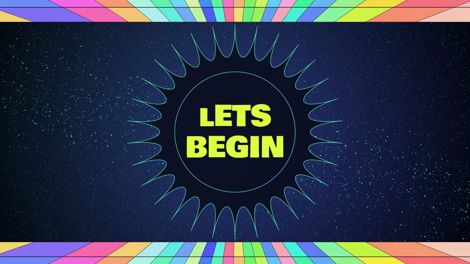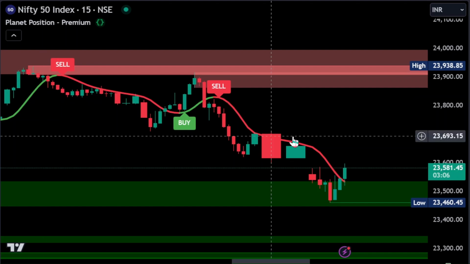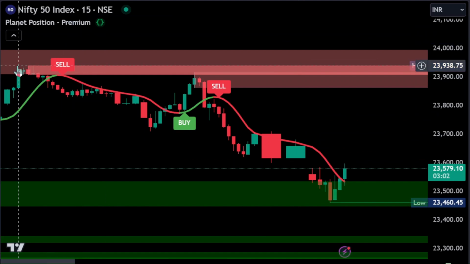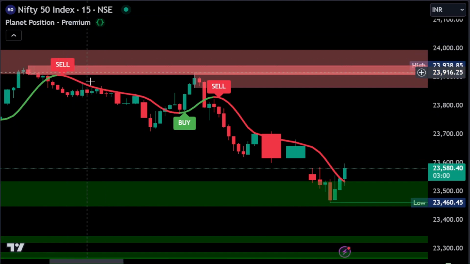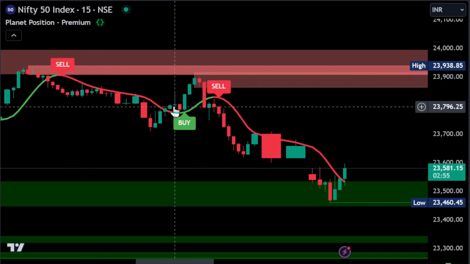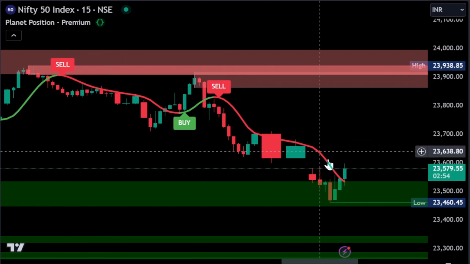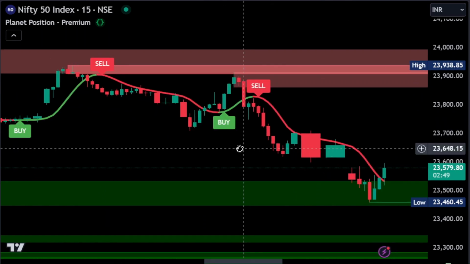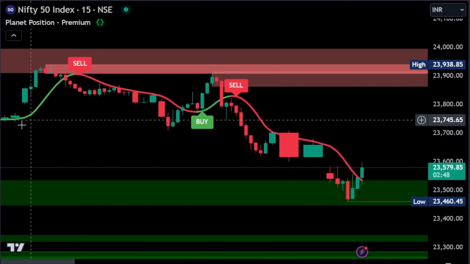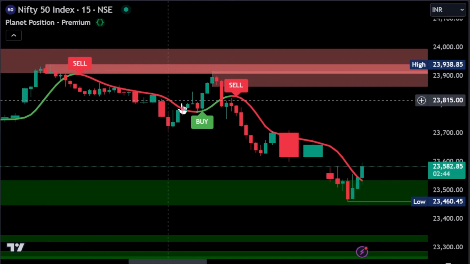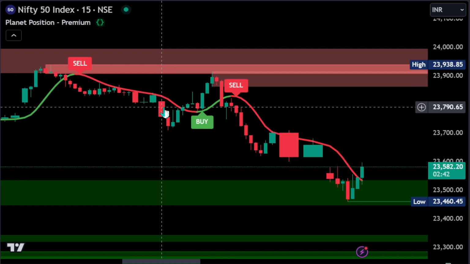Let's begin. The Planet Position Premium Indicator has several features that make it a valuable addition to your trading toolkit. Let's go over them. First, we have the Planet Position line. This line dynamically changes its color based on the trend. When the line is green, it suggests bullish momentum in the market. When it's red, it signals bearish momentum. This helps you quickly understand the market's direction at a glance.